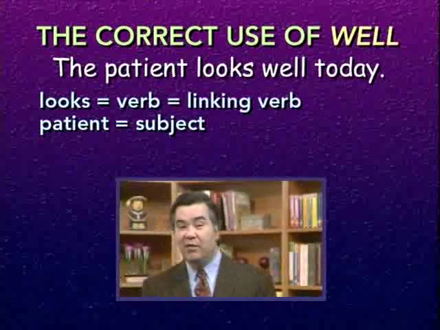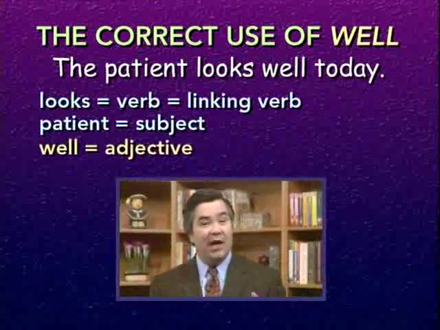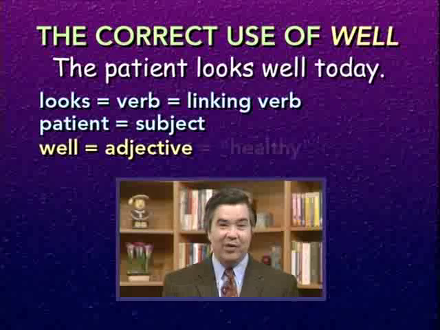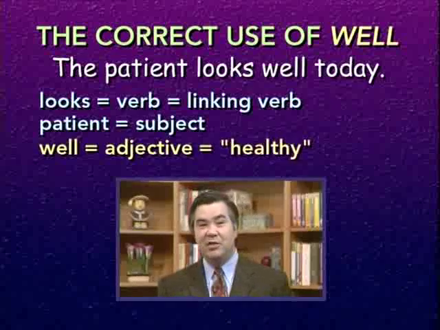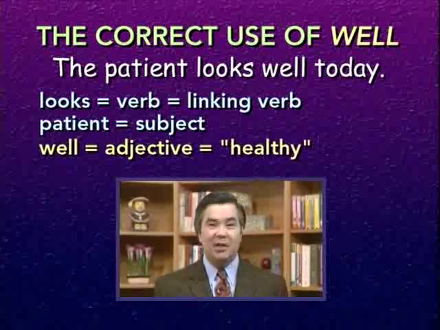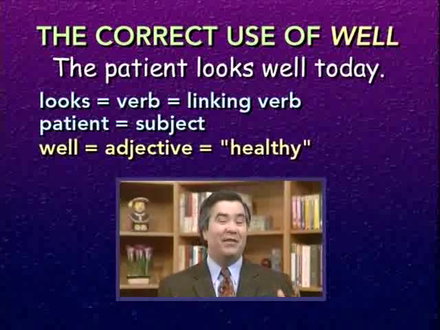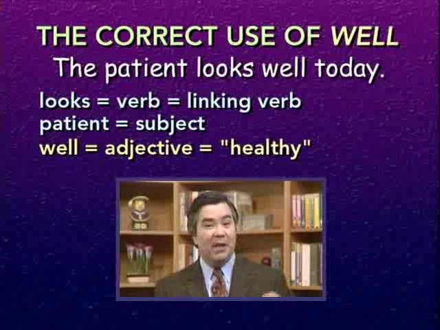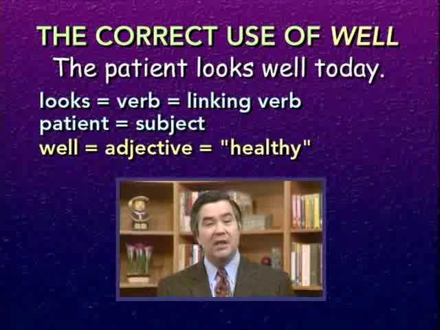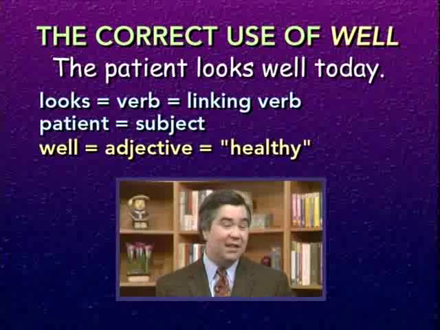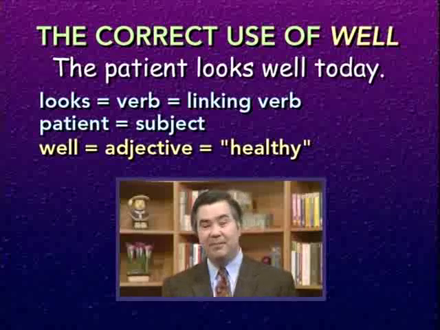It's not telling something the patient did, but rather that the patient is or seems to be healthy. So the patient's state of being is being described, not an action that the patient is undertaking. So looks in this sentence is being used as a linking verb. What follows a linking verb should always be an adjective. And remember that the word well, when it's used as an adjective, means healthy. Is that being correctly used in this sentence? Of course. Since we're talking about a patient, it would be natural to talk about the state of health of the patient. So this sentence is perfectly correct. The patient looks well today means that the patient appears to be healthy. And that's an example of the correct use of the word well as an adjective to mean healthy.